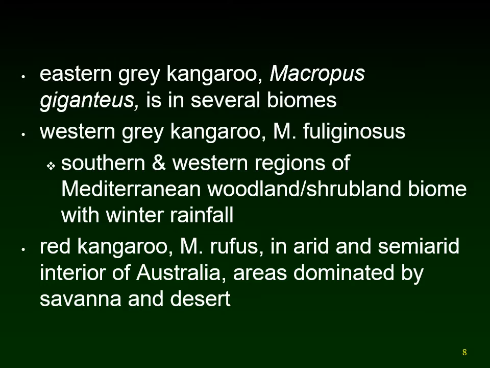Eastern greys live in a lot of biomes in the east, the western greys in the south and western regions in the Mediterranean biome with winter rainfall, and the red kangaroo in the deserts and savannas in the interior of Australia. Saying all this doesn't probably make it visually very accessible.